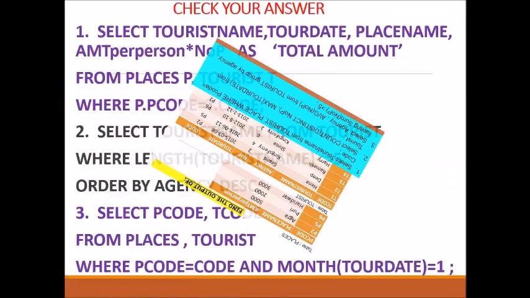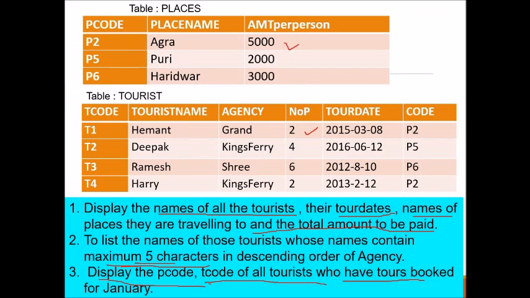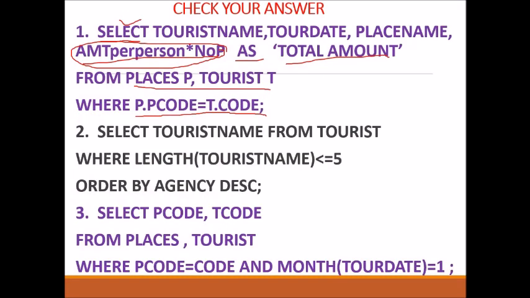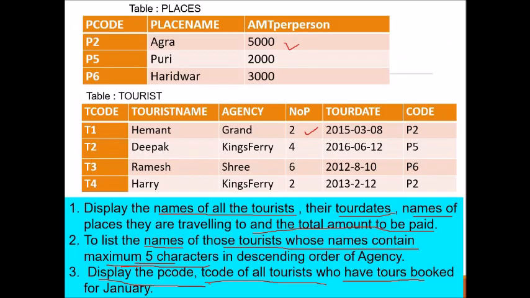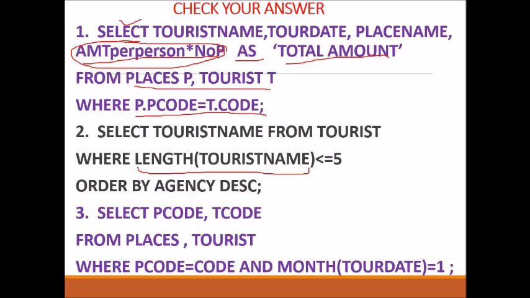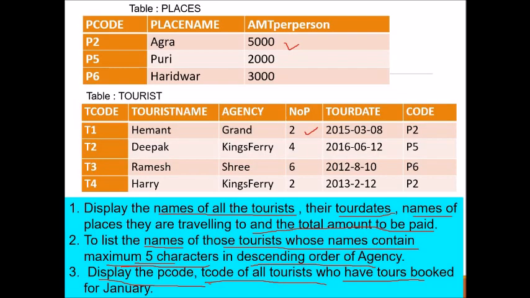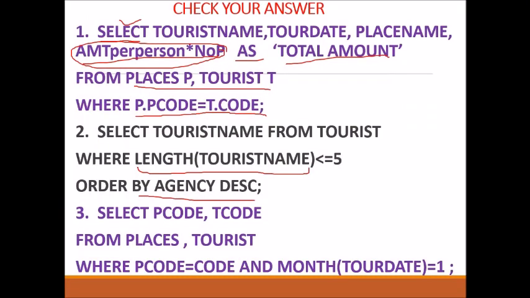Now next question. List names of those tourists whose name contains maximum 5 characters. So maximum number of characters in the string is found using the length function. So length of tourist name less than, maximum 5 means it should be less than or equal to 5. And it is written descending order of agency. So whenever the word order or arrange is used, we use order by. So order by agency DESC. Next question, display P code, T code of all tourists. So you'll write select P code, T code from both the tables, where P code is equal to code, and this condition.